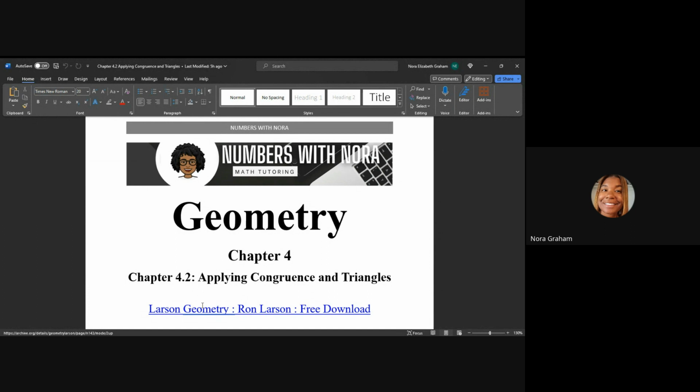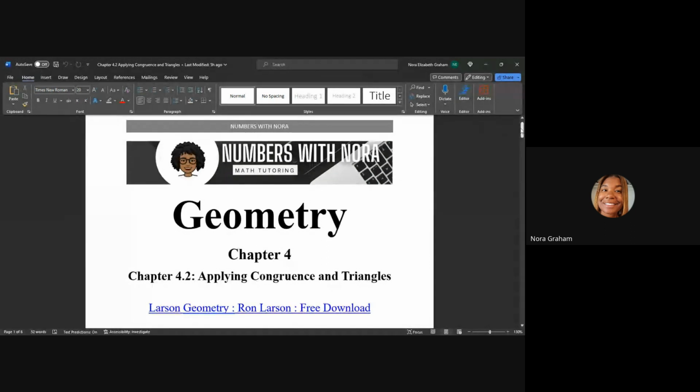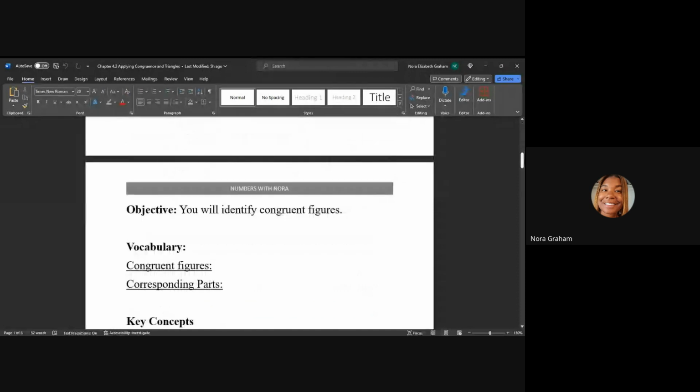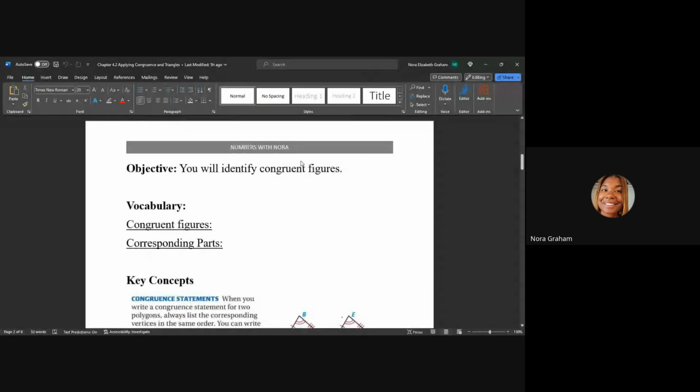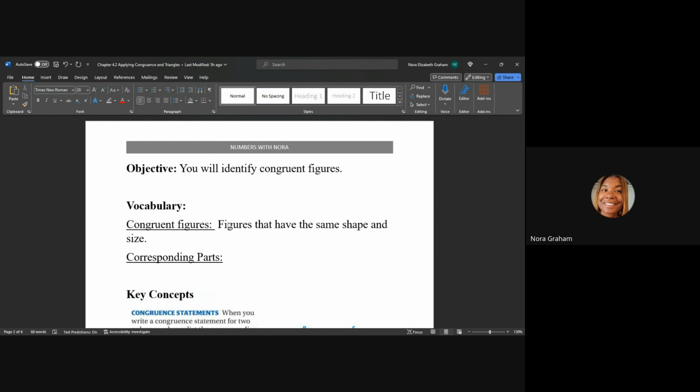All right. So let's start. For this one, the objective of 4.2 is you will identify congruent figures. And first, let's define what congruent figures are. Congruent figures are figures that have the same shape and size.